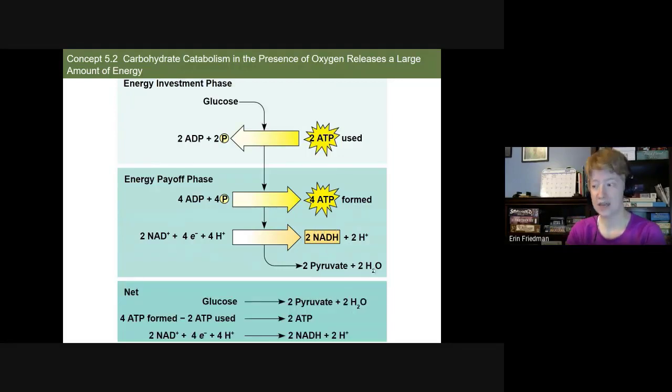So what are our net products, right? We started with glucose, we ended with 2 pyruvates, and again, if you follow the step-by-step diagram in your book, you'll see where these oxygens come from as well to make water. We made 4 ATP right here, but we used 2 up here. So our net output of ATP is 2. And we use some NAD+ and some electrons to make 2 NADHs.